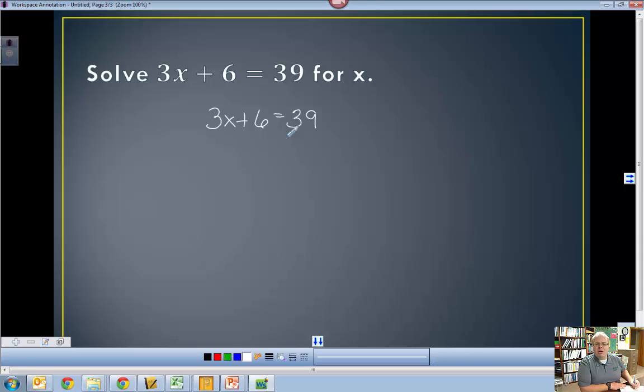My goal here is to get my variables on one side and my constant terms on one side. So now I want to move this over here. I'm going to do that by adding the opposite. The opposite of 6 is a negative 6.